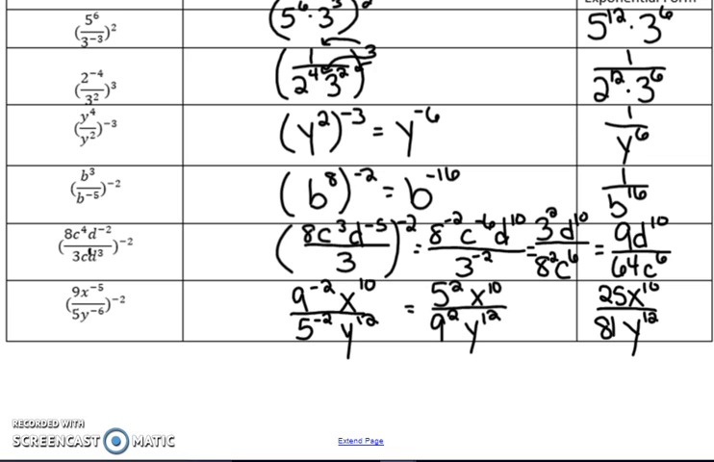Hopefully you have a better understanding of quotients to a power. We will spend a lot more time in class on these tomorrow, both with positive exponents and negative exponents. Please make sure you bring your notes to class, and I look forward to seeing you then.